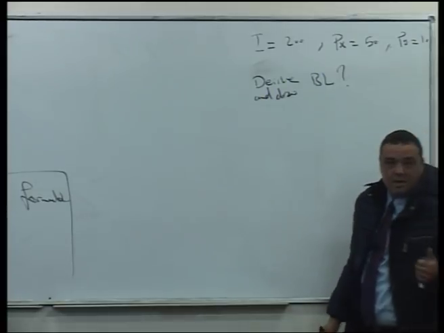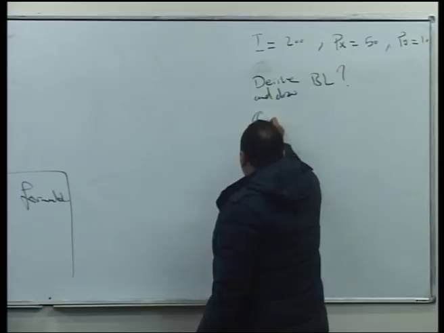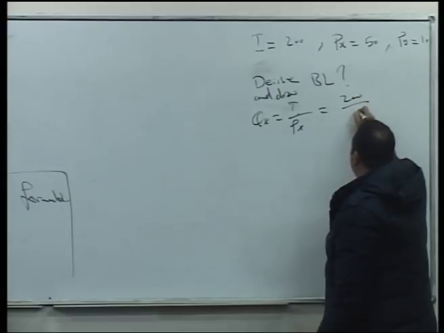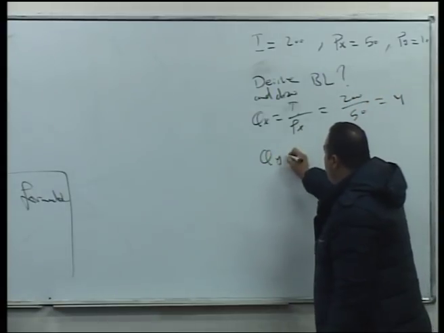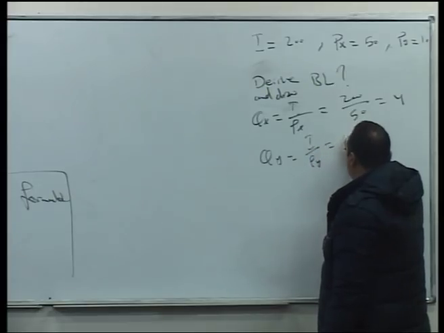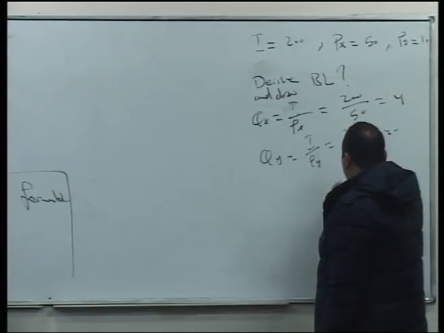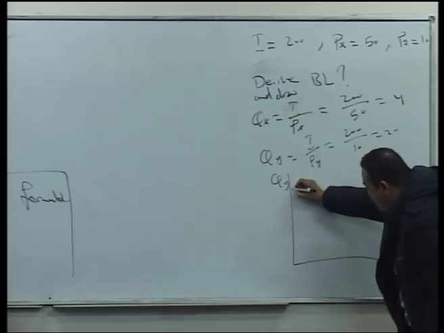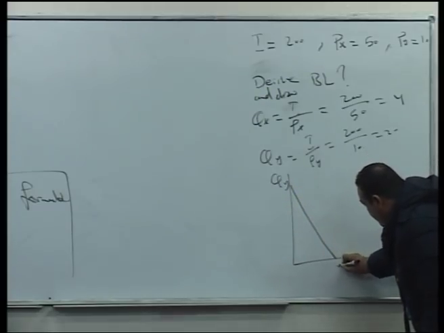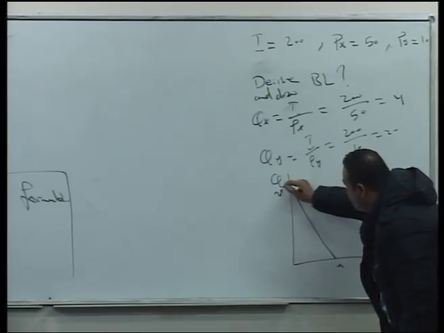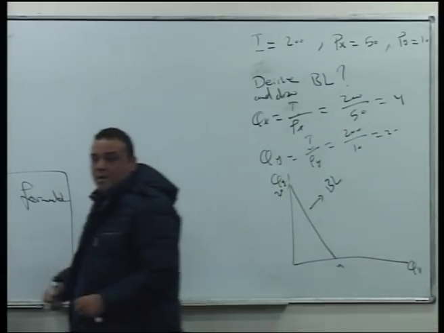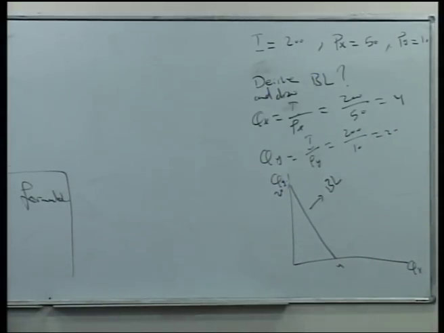To derive the budget line, QX equals the consumer's income over the price of X, which equals 200 over 50, which equals 4. QY equals income over the price of Y, which equals 200 over 10, which equals 20. So here we have QX and QY, 4 and 20. This is the budget line. All right? Number two, derive the budget line formula.